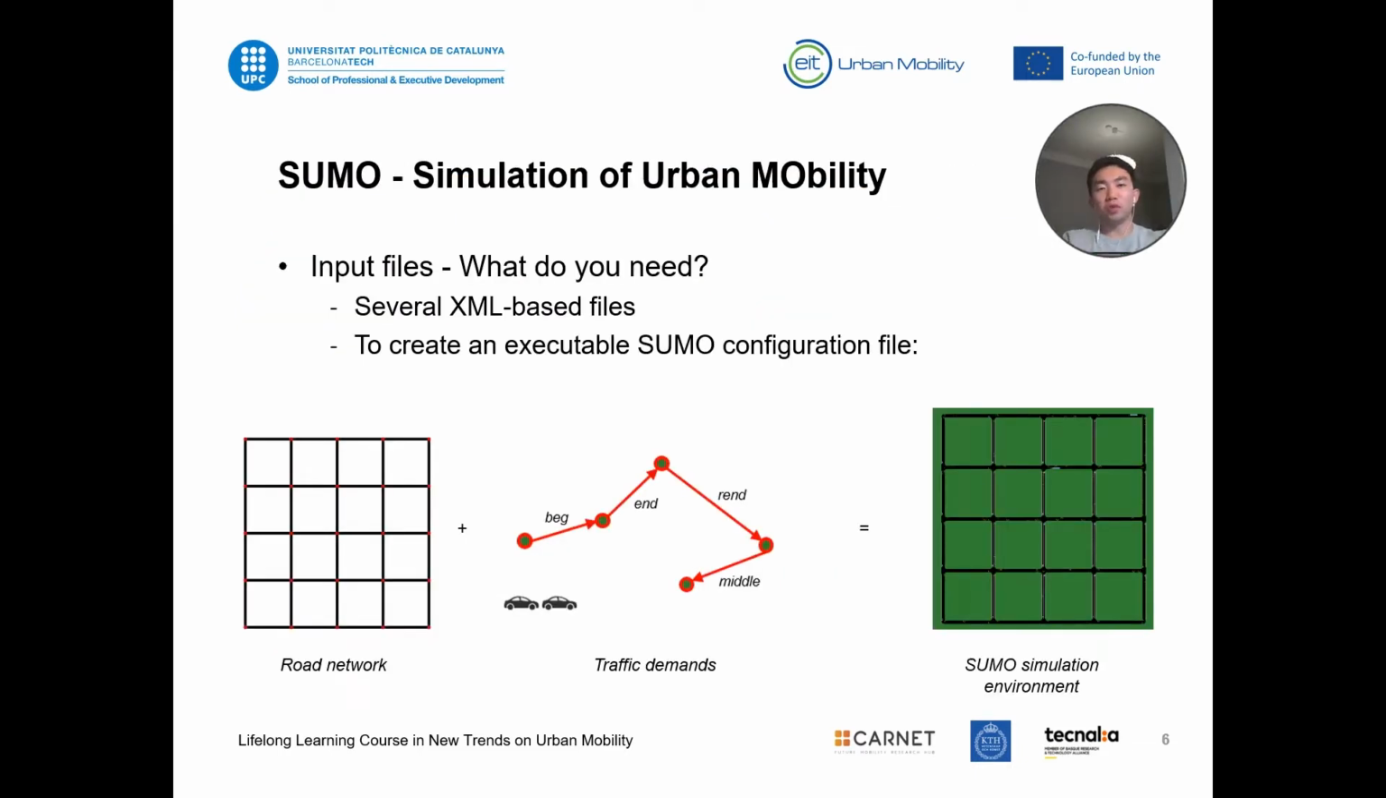So what do you need for your simulation model? You need several XML-based files. To create an executable SUMO configuration file, which is a simulation file, you need a road network as a map, and you also need a traffic demand. For example, let's say you have two vehicles and they will follow a route. You need the number of vehicles, the starting time, the starting point, and the route based on this map. If you combine these two input files, you will have an executable SUMO simulation environment.